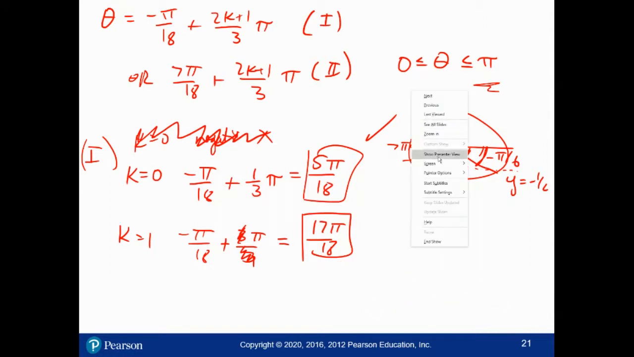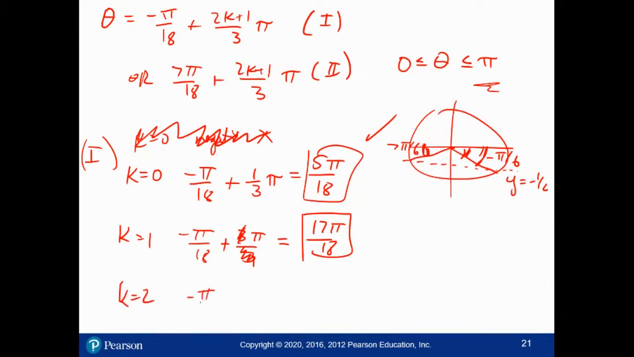Okay. So if we add k equals 2, we end up with negative pi over 18, and now my numerator, 2k plus 1 over 3, is 5 pi over 3. Again, common denominator is 18. Multiply by 6, that gives me 30 over 18 in the second term, for a total of 29 pi over 18, which is too big. So k equals 0 worked, k equals 1 worked, k equals 2 is too big.